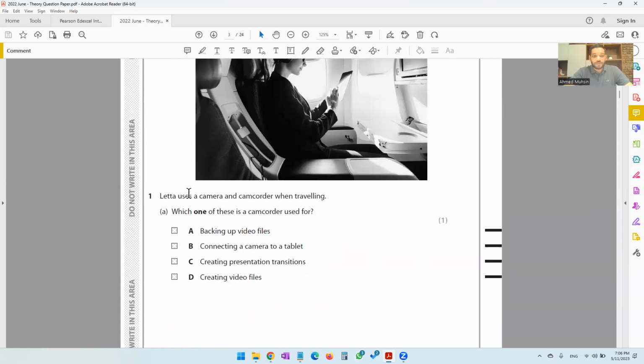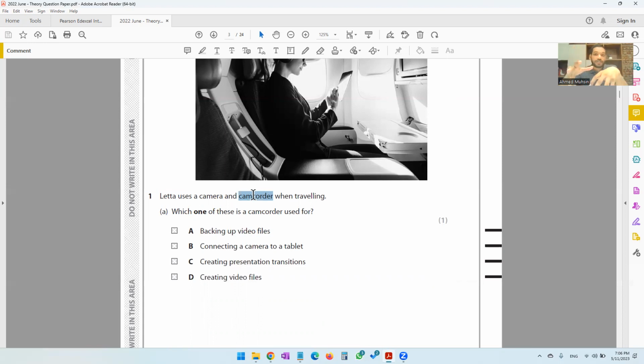The first question goes as: Leta uses a camera and a camcorder when traveling. Which one of these is a camcorder used for? Before we answer this, I first want you to understand the difference between a camera and a camcorder. A camera is a device that is ideally used for capturing photographs, while a camcorder is ideally used for capturing videos. For example, if you think about a sporting event, you would find journalists who have a device like this, which they are capturing photographs with. And this is known as a camera.